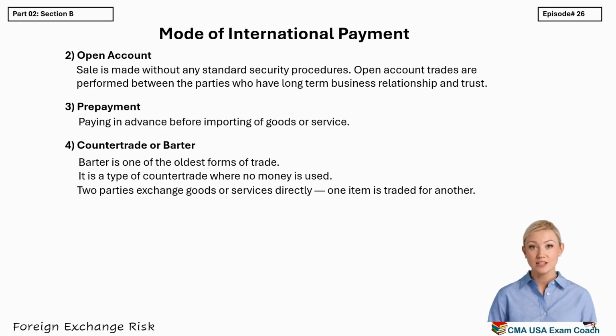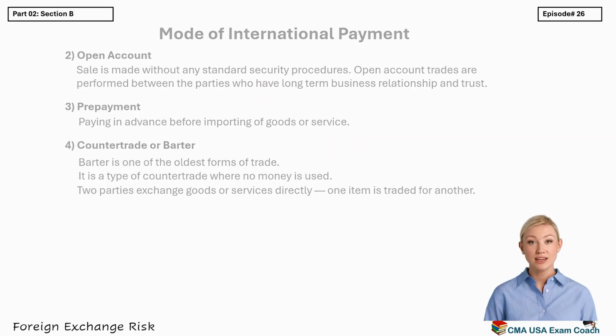but barter has some challenges. The biggest problem is that both parties must agree on the value of goods being exchanged. It can be very difficult to find products of equal value, and negotiation takes time. Because of this, barter is not very common in modern global trade, but it still exists in some special cases. To summarize, countertrade or barter is the exchange of goods or services without using money.